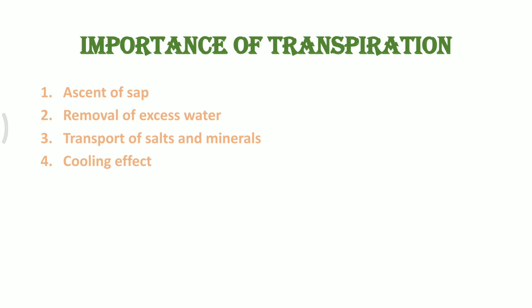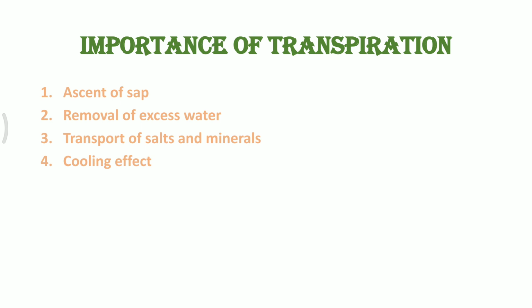Importance of transpiration: there are various reasons for transpiration, and at minimum these four reasons are something you should learn properly. First is ascent of sap. Ascent of sap means movement of water from the roots to the leaves with the help of various forces like root pressure, osmotic pressure, and even diffusion and imbibition. The entire process takes place.